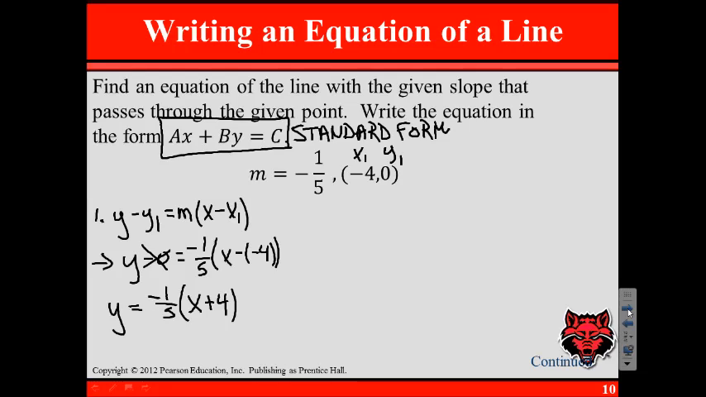Now at this point, because we want standard form, and what standard form means is we want x and y on the left-hand side, numbers on the right-hand side, it's going to be easiest to get rid of our fraction. To do so, hopefully remember we multiply both sides by the least common denominator, or in this case where we only have one fraction, we will just multiply by the only denominator we have.